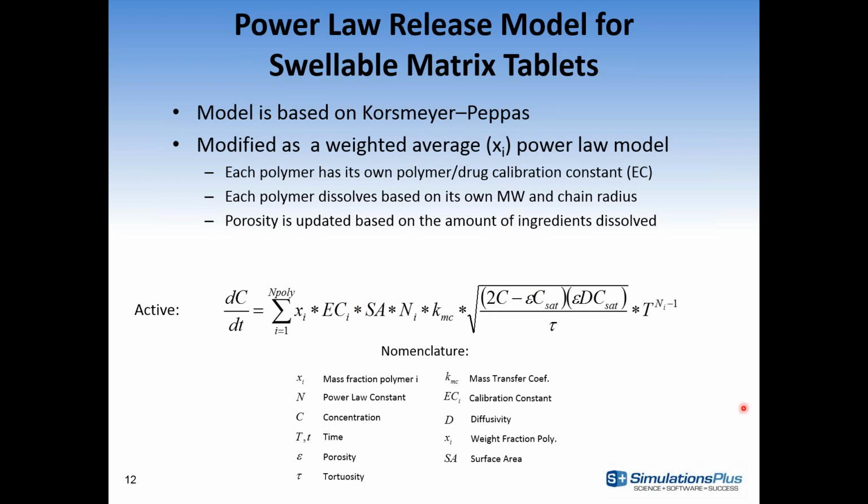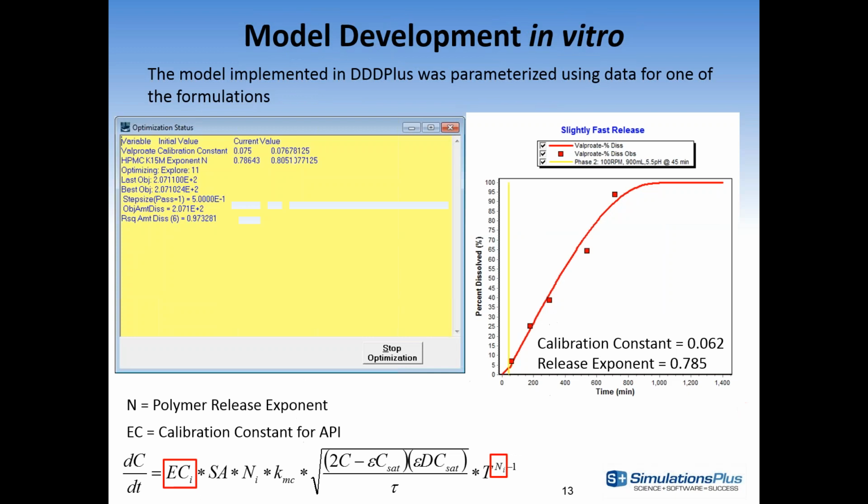calibration constant for HPMC in this case to our slightly fast formulation, so that we can build a model that we can then try to predict the fast formulation. So we did that in the next slide. We fit the power law constant and calibration constant for the slightly fast formulation.